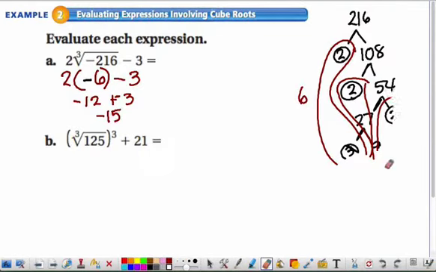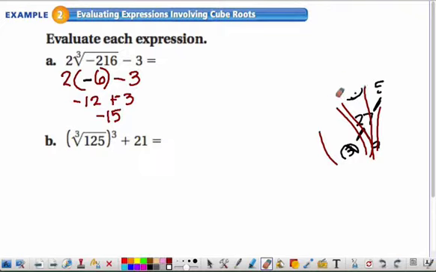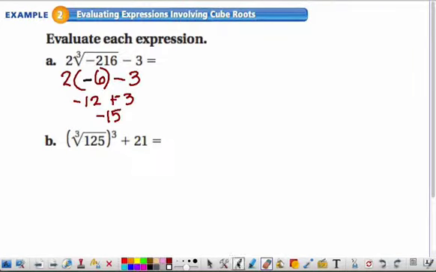Now, some of these cube roots are going to be like square roots. You're just going to start memorizing them the more you use them, and so you won't have to do the prime factorization every time whenever you start memorizing these. Now, look at B. We have the cube root, but then we cube it. So if we take the cube root and then cube it, those are inverse operations. So they actually just cancel each other out. So we end up with 125 plus 21, which is 146. So anytime you see it by itself, you just do the prime factorization and find the cube root of it. Anytime you see the cube root cubed, they just cancel each other out.